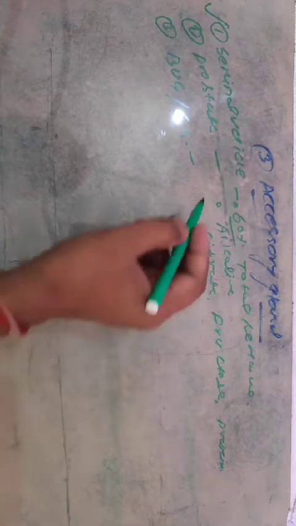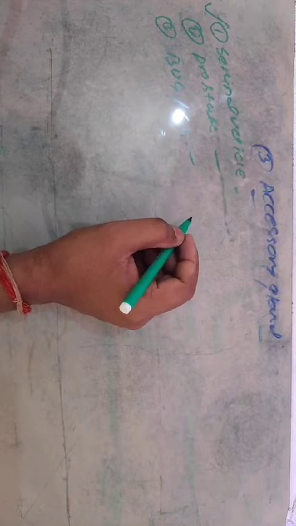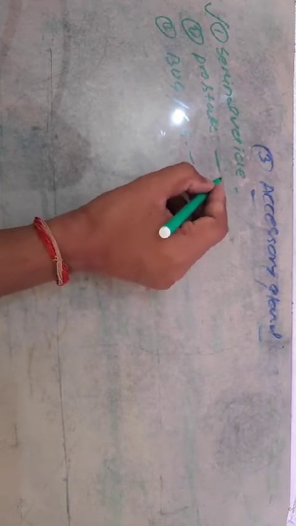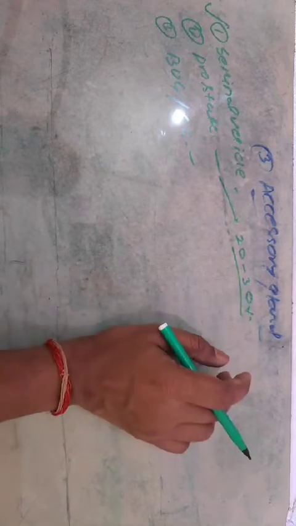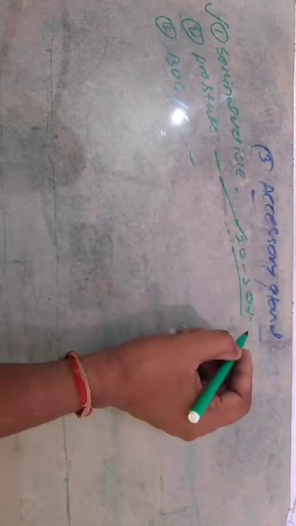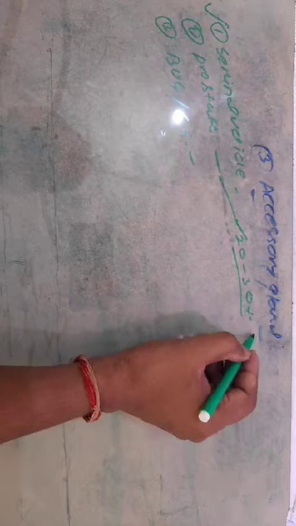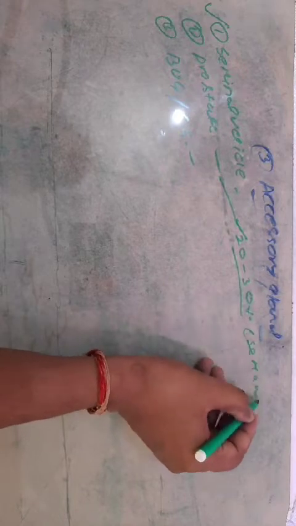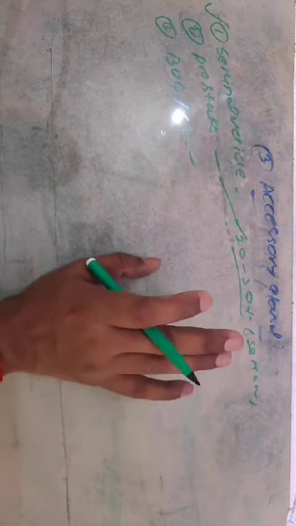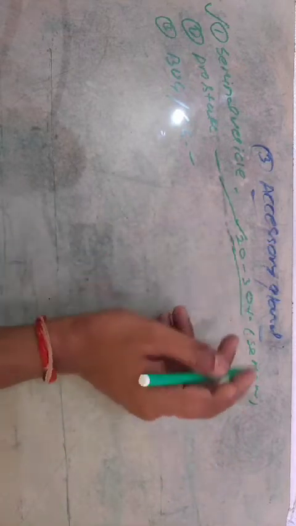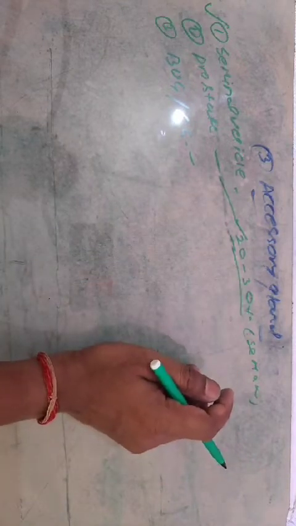Now next, the prostate gland. Listen carefully. The prostate gland in the human male reproductive system forms 20 to 30% of the total semen. Keep in mind, what is semen? The sperm along with other necessary chemicals form the semen.